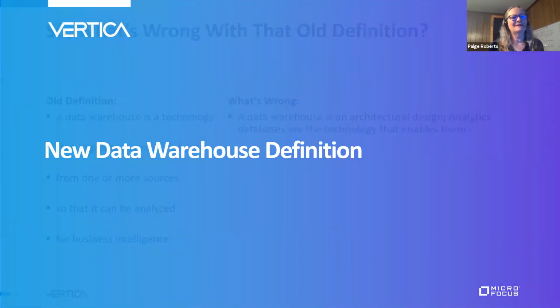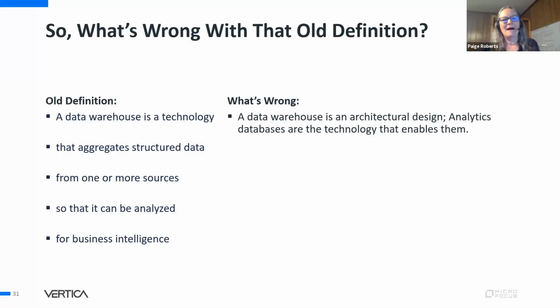So let's wrap this up. So what's wrong with that old definition? Okay, data warehouse is a technology. I think we've already figured out a data warehouse is not a technology. A data warehouse is an architectural design. The analytics database is the heart of that architecture, and that does the actual analytics, but it is not the complete architecture.